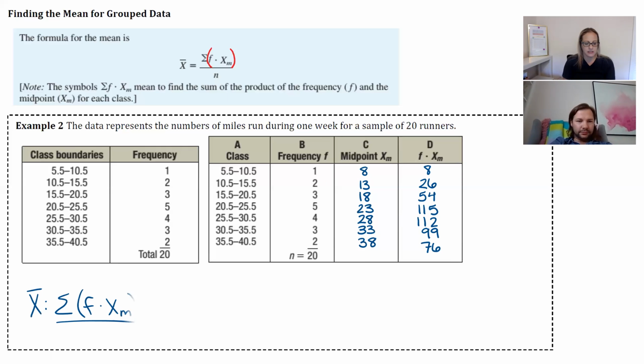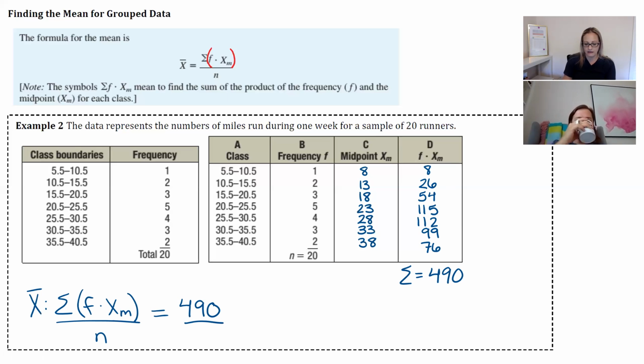Okay, so now we're ready to find the mean. So the sample mean, I'm just going to copy down that formula again for you. The numerator is just going to be the sum of that last column that we just did. So you're going to add up all of those values. And when you do that, you get 490. And then we'll divide by N.